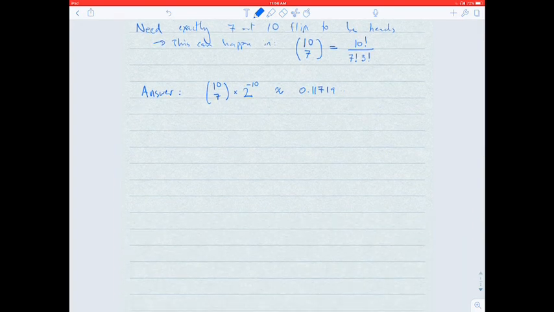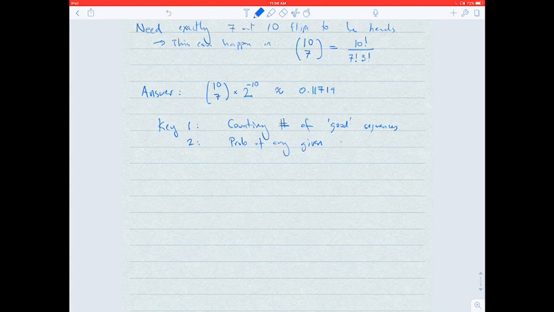So this is the first question. And again, the two keys: the first one was counting the number of good sequences, good meaning that they satisfy the property I want, having exactly 7 heads. And the second was computing the probability of any given sequence. So let's actually belabor this point a little bit and explain how we got the probability of any given sequence, because we will need that next.